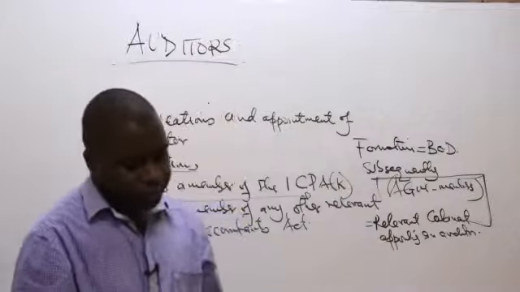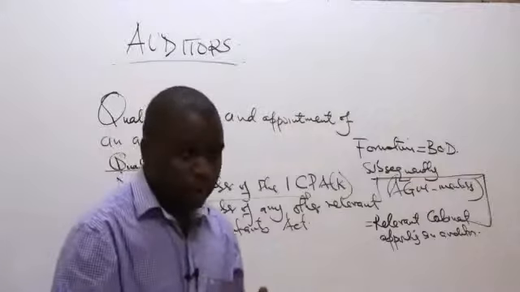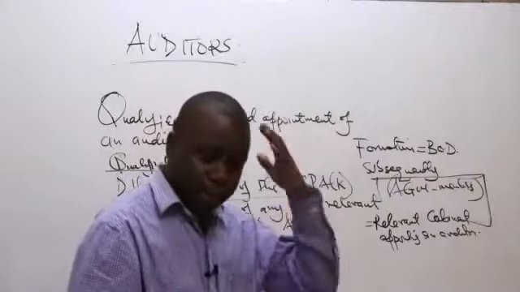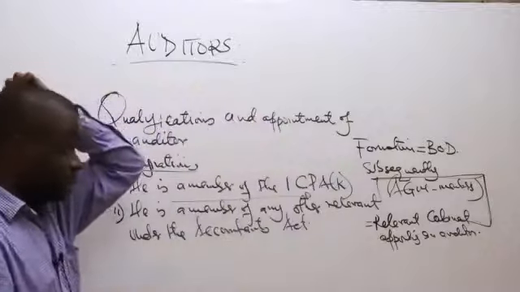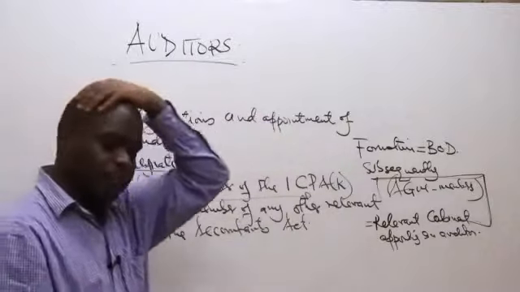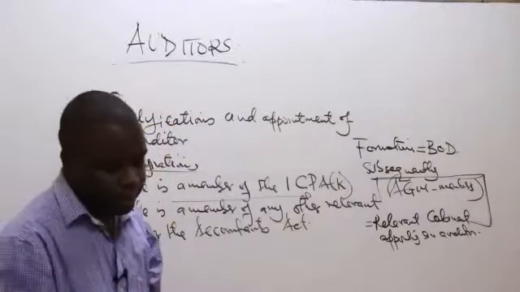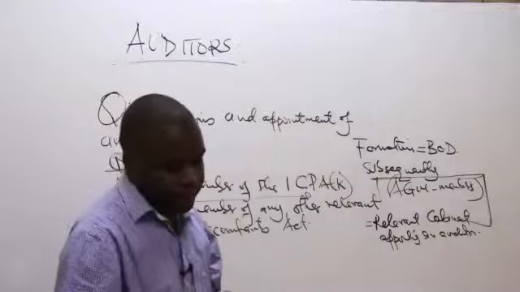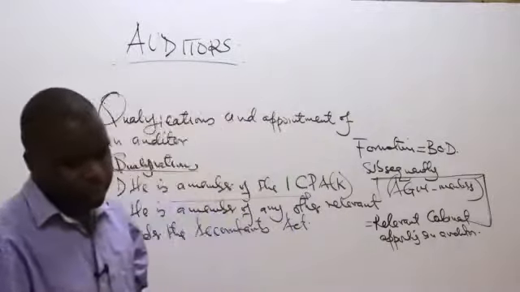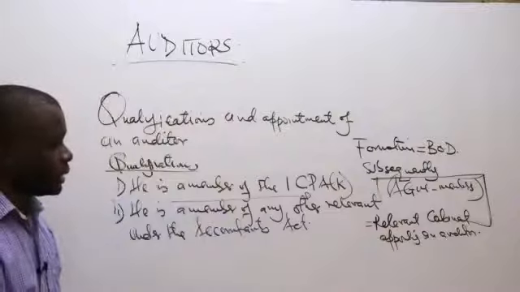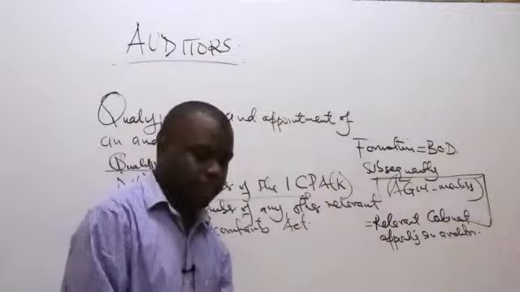Number two, a resolution has been passed to appoint someone else to serve as an auditor and not him to be reappointed. Then number three, a resolution has been passed that he should not be reappointed.